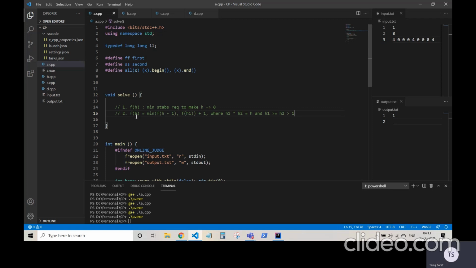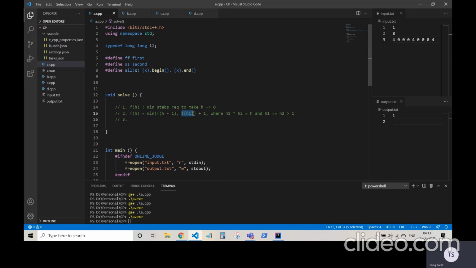Now if you look closely, we already have a recurrence relation, and it is very easy to see that we have recurring subproblems, right? F of h minus 1, f of h1. It is the same problem, just an easier or a smaller version of it. And this hints us to use dynamic programming over here.